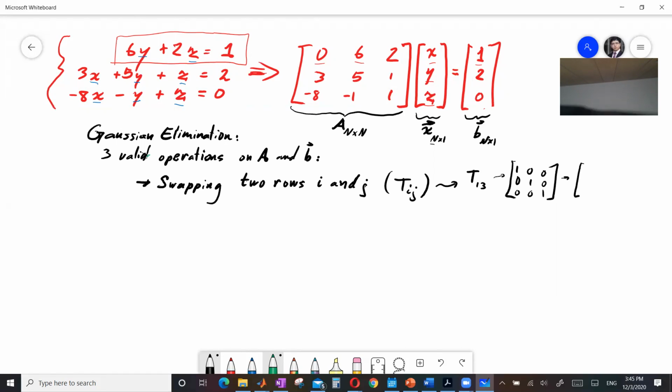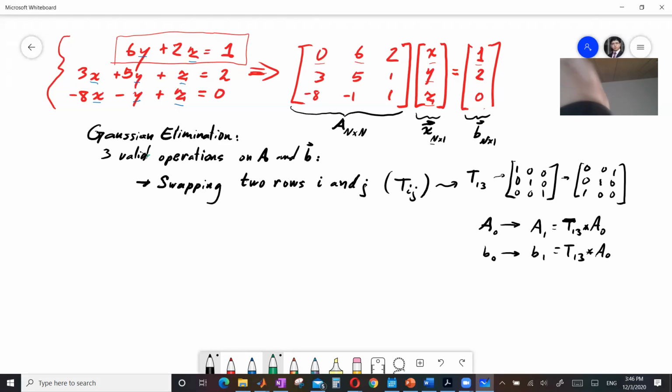So if we swap rows 1 and 3, we will have 0, 0, 1 here, the third row, 0, 1, 0, the second doesn't change, and 1, 0, 0, which is the first row. And to swap rows 1 and 3 from A, let's call it A0, to take it to A1, we will be multiplying T13 times A0. All right, and same for B.